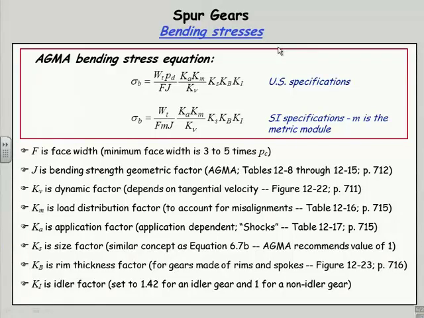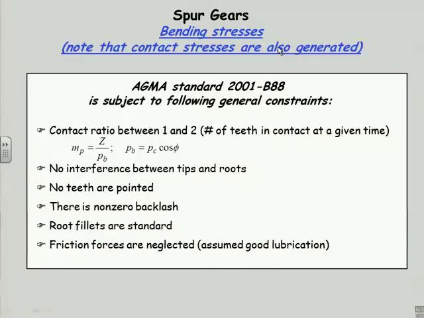KB is a rim thickness factor, and this is only applicable when I have, instead of a solid gear, a gear with spokes, a real big gear, and there's a rim, and I might fail in the rim as opposed to the tooth. So this is going to take into account the fact that I might have a rim failure. KI is the idler factor, and here's where we account for the fact that the idler lives a tough life with this fully reversed loading, and we bump up its load by 1.42, square root of 2, to account for that. And we use 1 for a regular, non-idler gear.